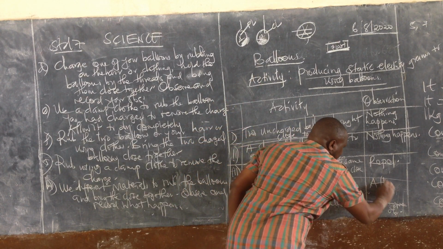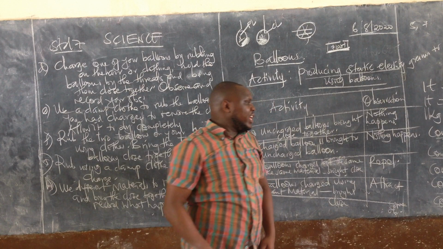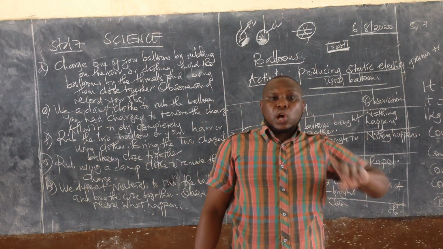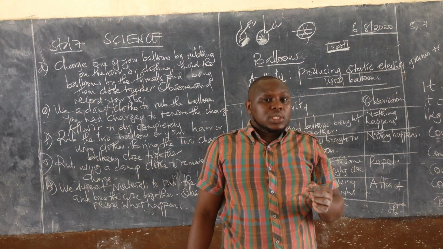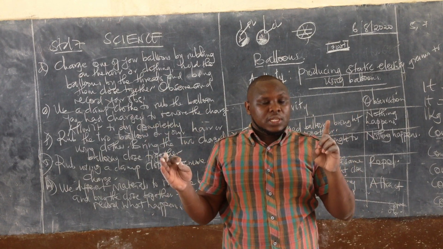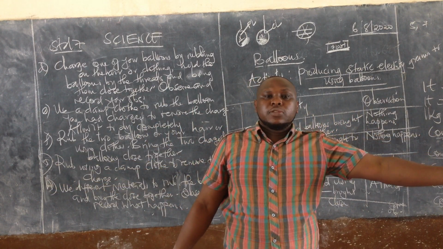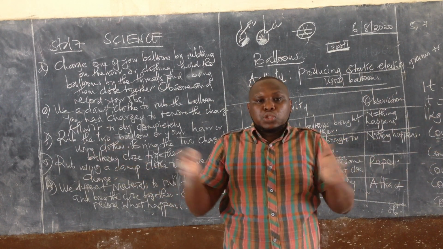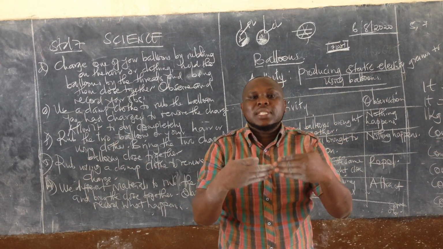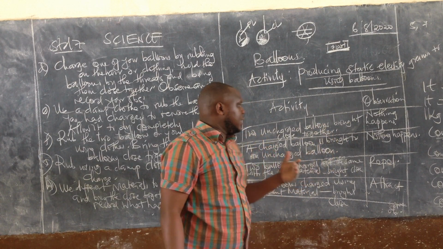They are going to attract. Why are they going to attract, learner? Because the two balloons have acquired different charge. It's like this one is a negative charge, this is a positive charge. When a negative and a positive is brought together, they are going to attract.